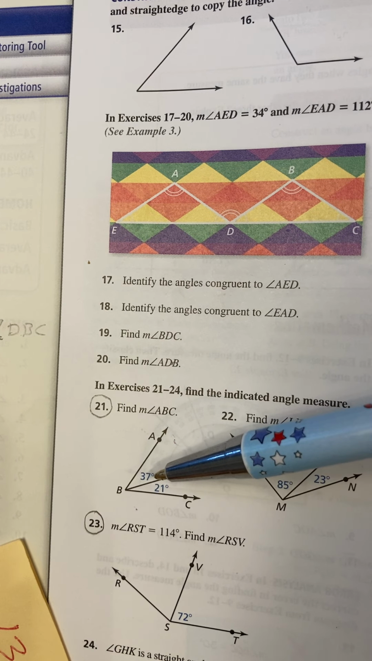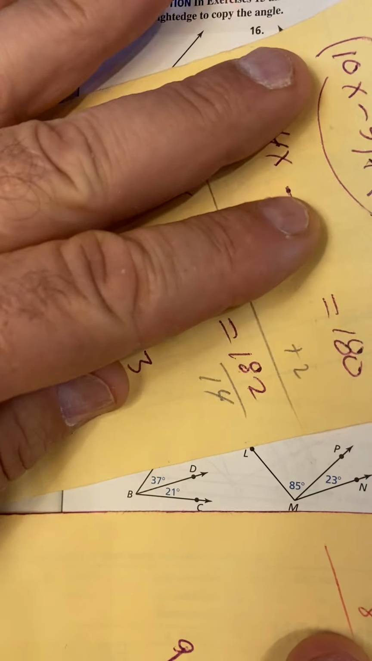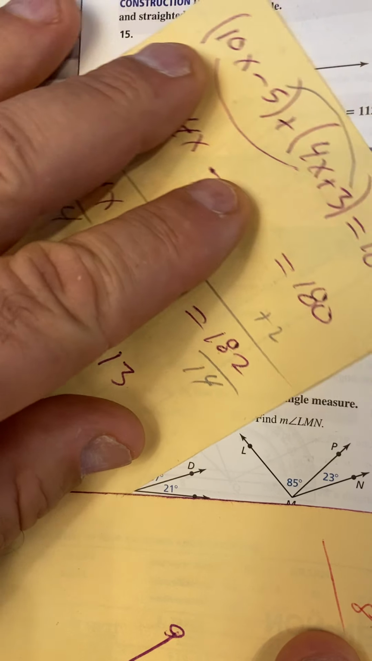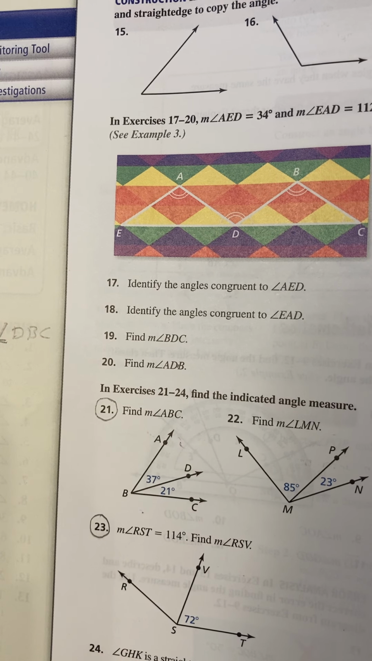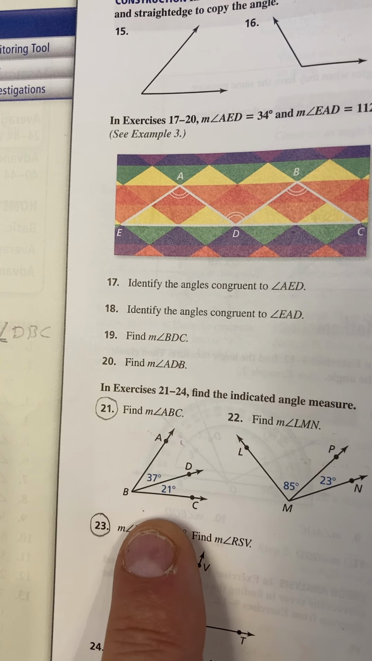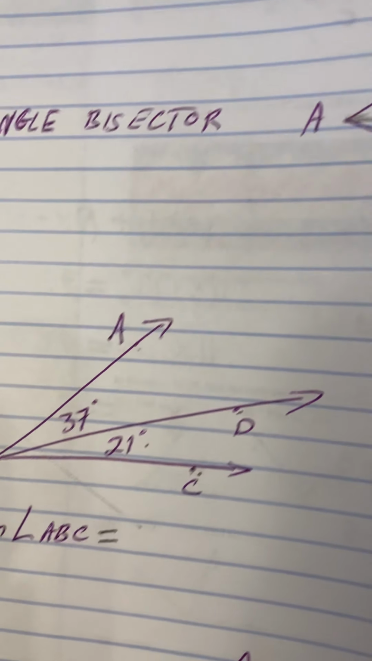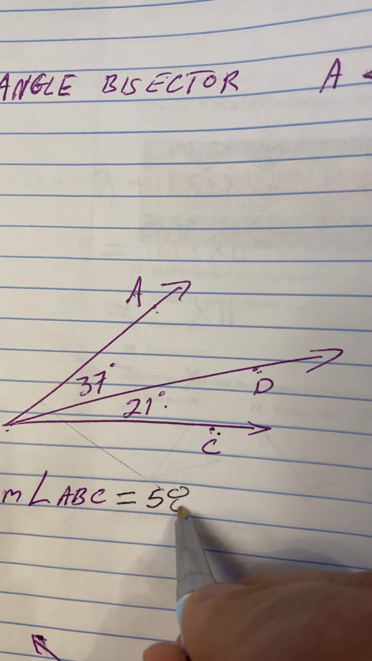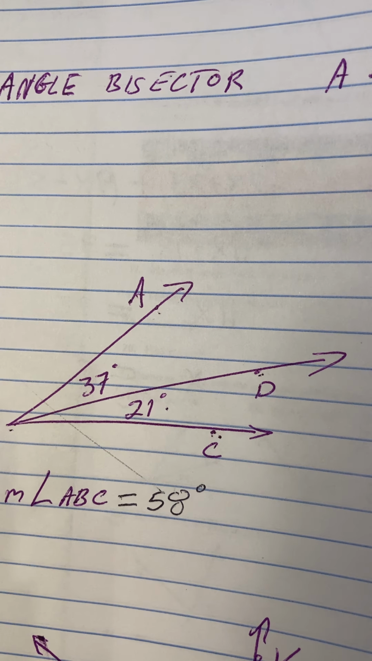Well, the angle addition postulate: you just have to take this angle, which is 37, and this angle, which is 21, and add them together to get the entire angle. So 37 plus 21 gives you 58 degrees. So the answer there is 58 degrees. Make sure you have that little degree symbol.